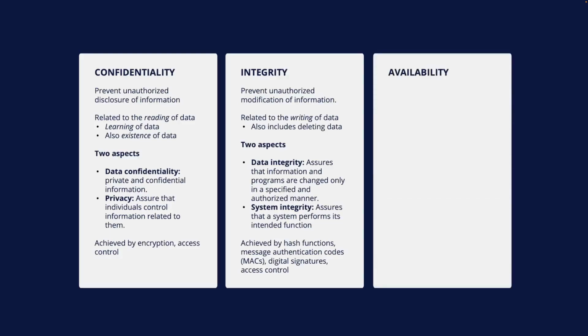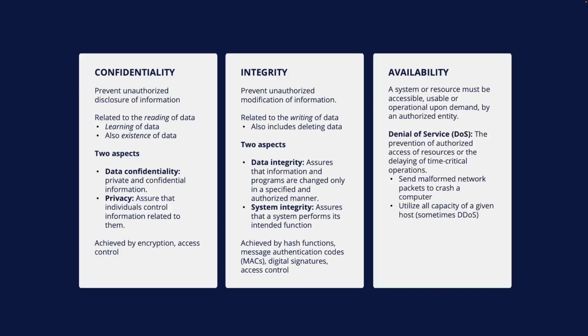The final part of the CIA Triad is the availability goal. One definition of availability is that a system or resource must be accessible, usable, or operational upon demand by an authorized entity. Attacks on availability are referred to as denial of service attacks, or DoS attacks. The goal of such an attack is prevention of authorized access of resources. Not only prevention of access, but also delaying of time-critical operations is included here.